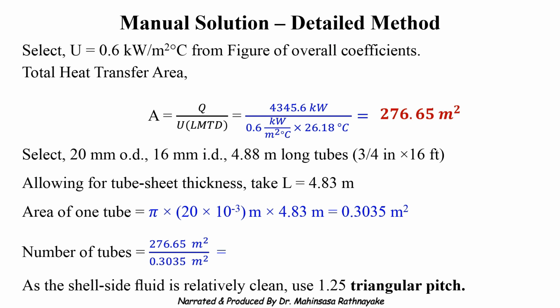0.3035 square meters. Using the previously estimated total heat transfer area, we can estimate the total number of tubes required is equal to 912. Furthermore, we can decide the shell side fluid is pure methanol and it is relatively clean. We can take 1.25 triangular pitch for the tube arrangement.